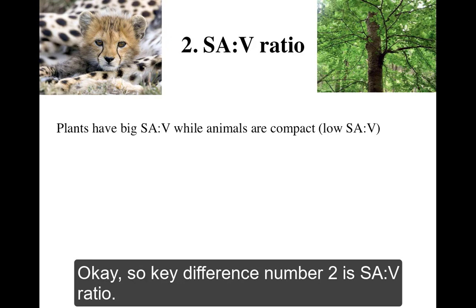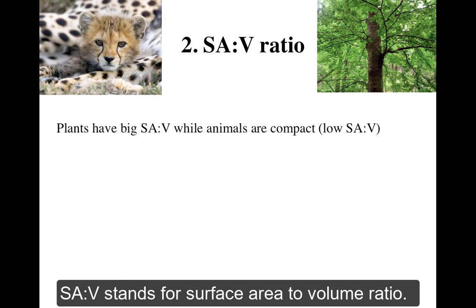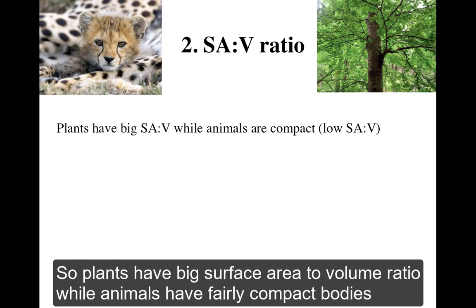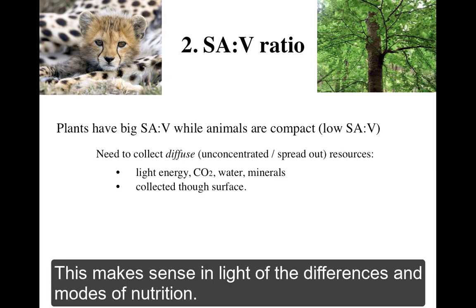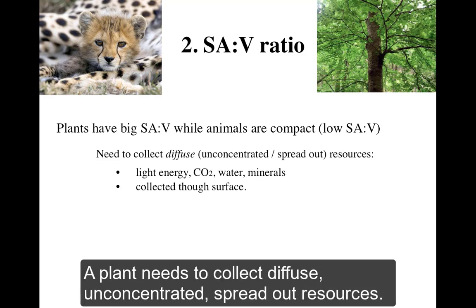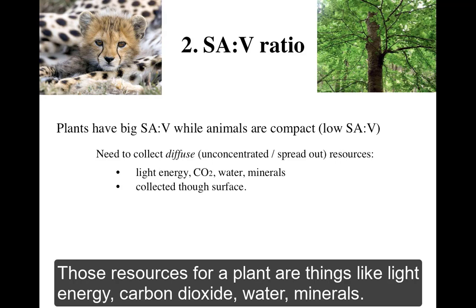Okay, so key difference number 2 is SAV ratio. SAV stands for surface area to volume ratio. So plants have big surface area to volume ratio, while animals have fairly compact bodies and generally tend to have much lower surface area to volume ratio. This makes sense in light of the differences in modes of nutrition. A plant needs to collect diffuse, unconcentrated, spread out resources. Those resources for a plant are things like light energy, carbon dioxide, water, minerals.